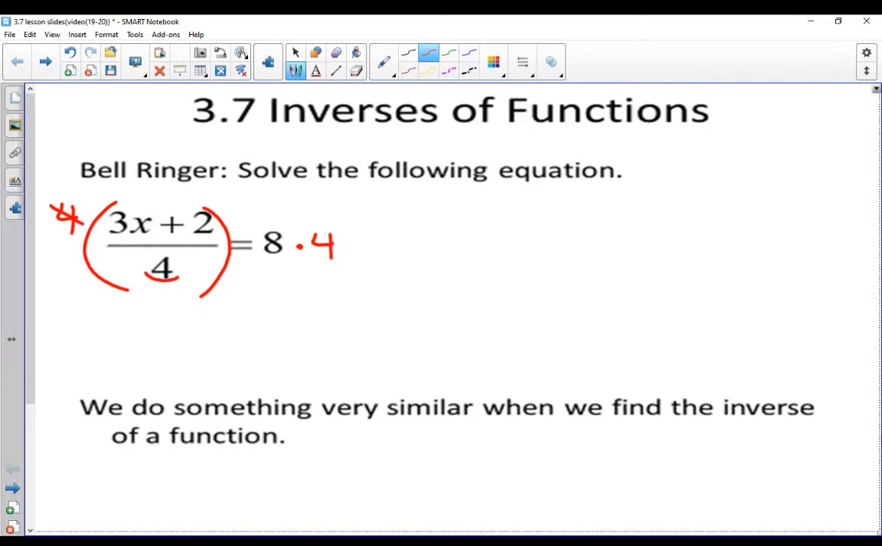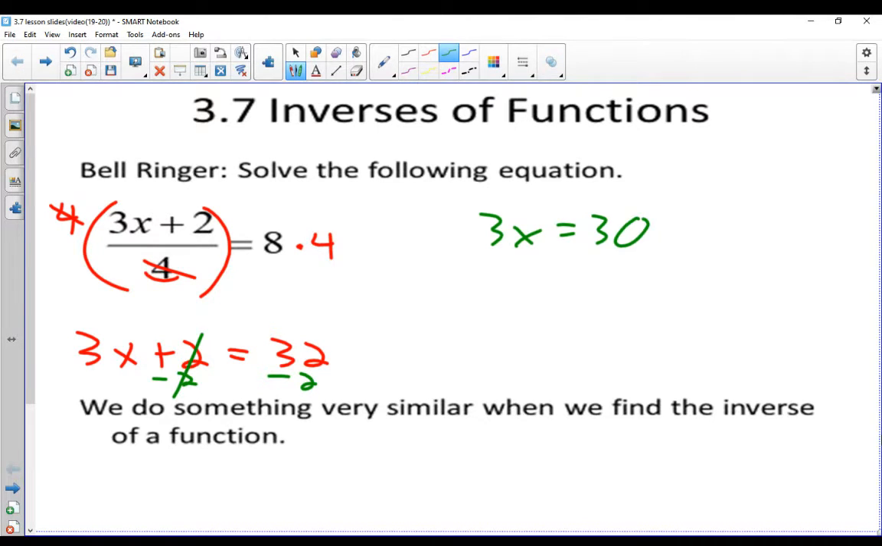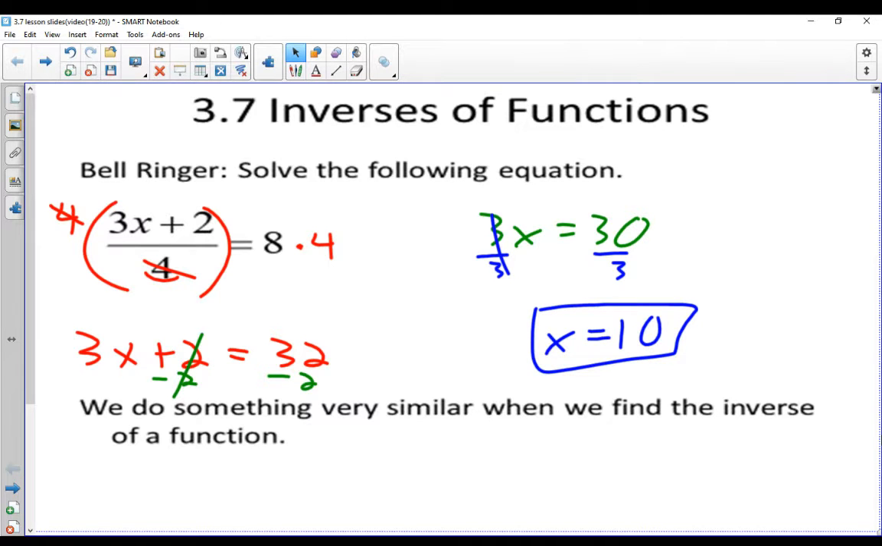So then the 4s would cancel over here, which gives you 3x plus 2. And then the 8 times 4 on the other side should give you 32. And then from here, the rest is pretty easy. Just subtract 2 from both sides, and you'll get 3x equals 30. And then, of course, divide by 3, and you get x equals 10. Simple enough. The only hard part was getting rid of the division by 4, but once you got that, easy.